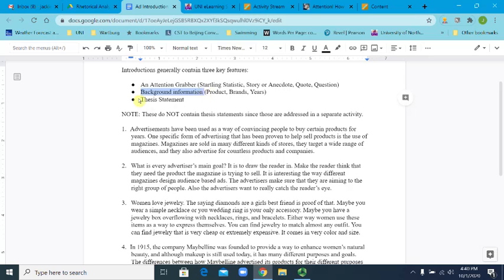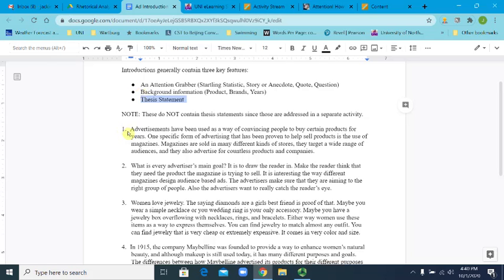You'll also have a two-part thesis statement that covers the contrast, but that is covered in a separate video and activity. When we look over these, we want to be checking to make sure that we have both of these pieces.